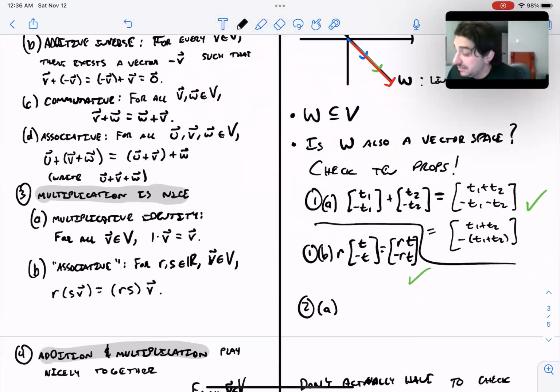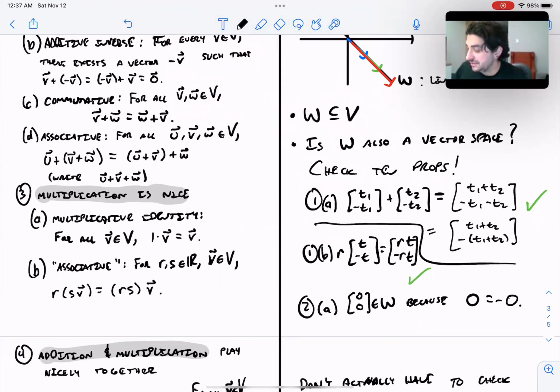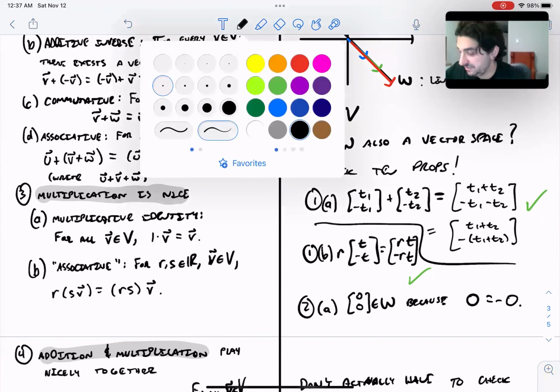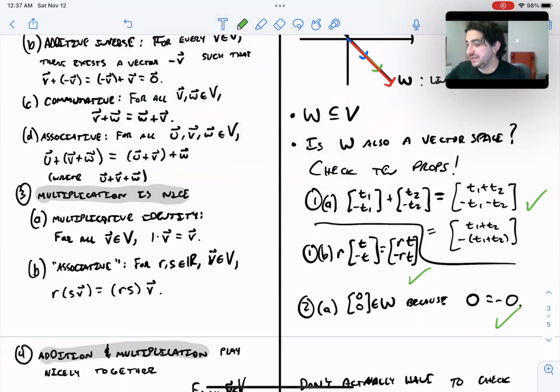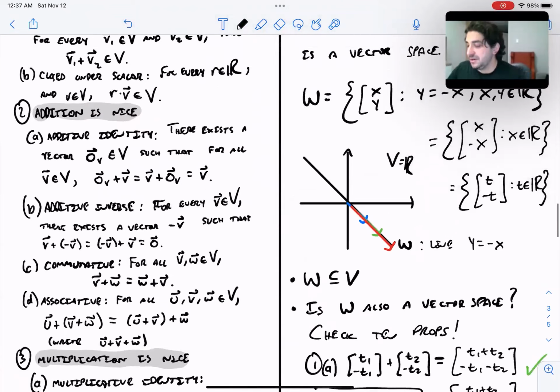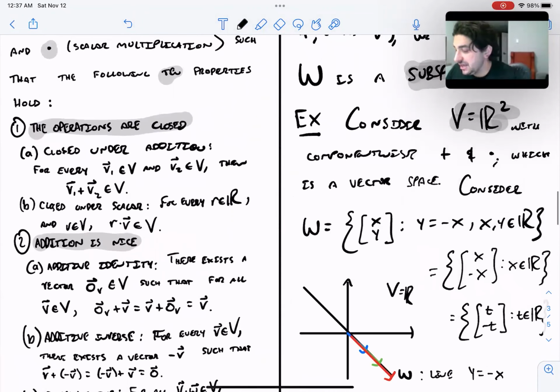Now, how about 2a? 2a literally just says that the 0 vector lies in W. Yeah, sure, because that satisfies this equation, y equals negative x, 0 equals negative 0. That's perfectly good. So there is our vector space V, with this smaller subspace W living inside it.